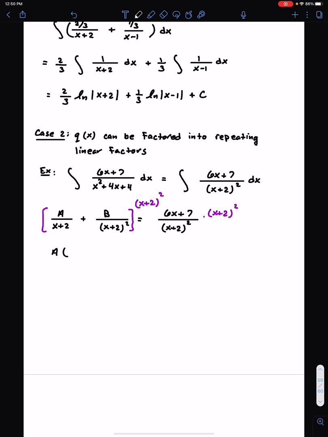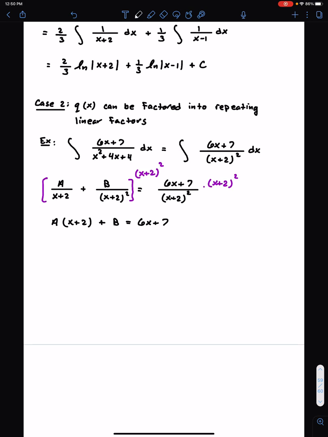So I have a times quantity x plus 2 plus b equals 6x plus 7. So I'm going to choose x to be negative 2. If x is negative 2, the first term is going to become a times 0, which is 0. So I just get b equals 6 times negative 2, which is negative 12, plus 7, or negative 5. So b is negative 5.